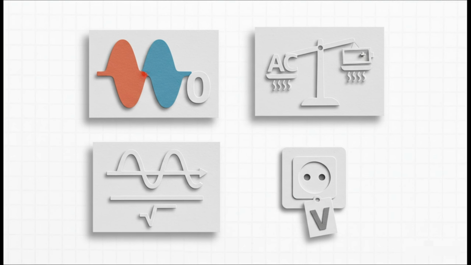So just remember these 4 key things. 1, the simple average of AC is 0, which is why we can't use it. 2, RMS is the effective DC equivalent and it's based on heating effect. 3, the formula is the peak value divided by the square root of 2. And 4, that voltage number you always see, like 230 volts, that's the RMS value.